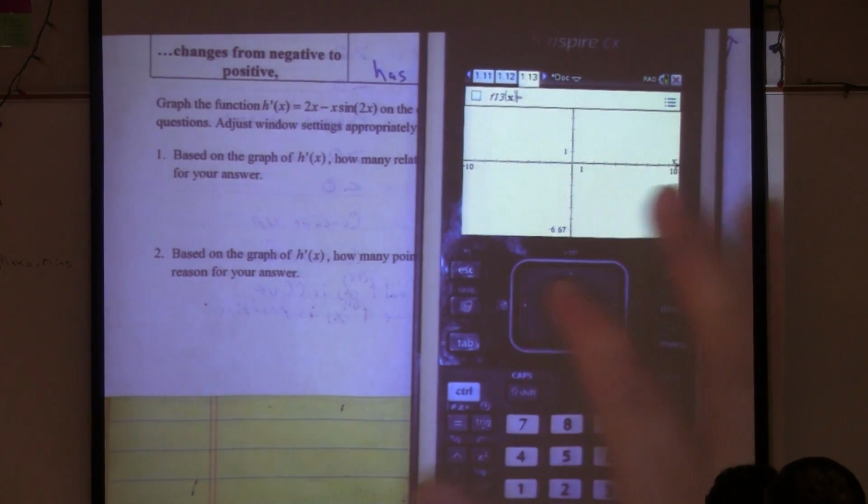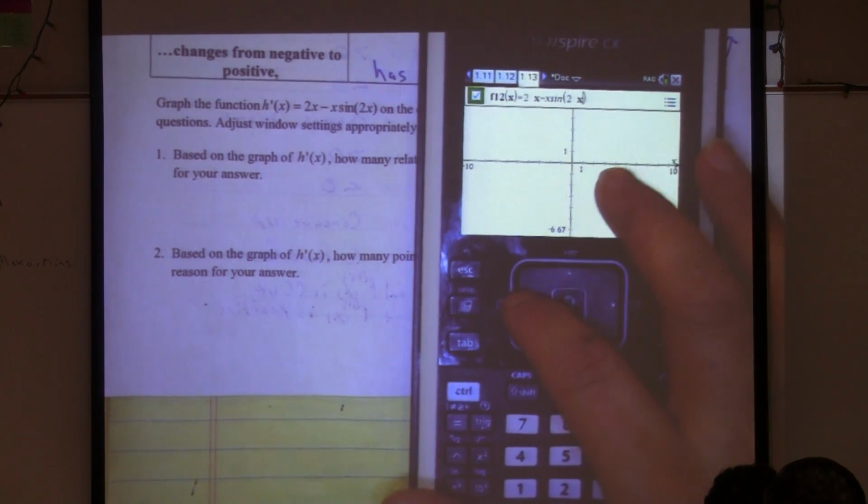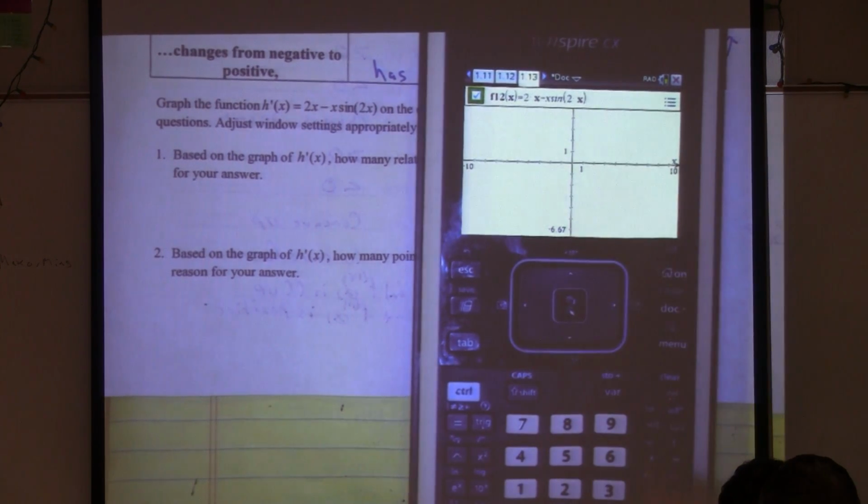I need to call the people from TI to see what the deal is. But yeah, so make sure you put a times symbol there and now it should work out. Is it supposed to do it by itself? It should. I don't know why it's not doing it. Look. Cool. And that's what it should look like. Is that what yours looks like?